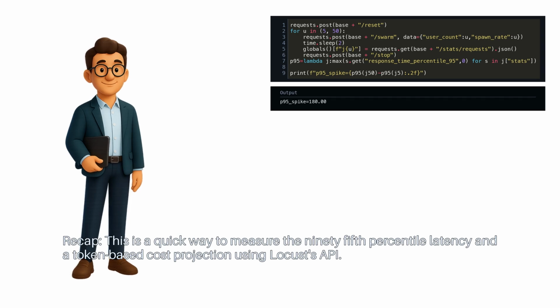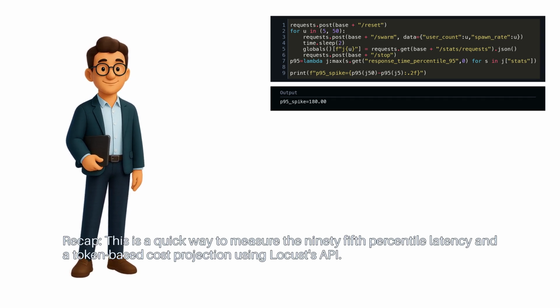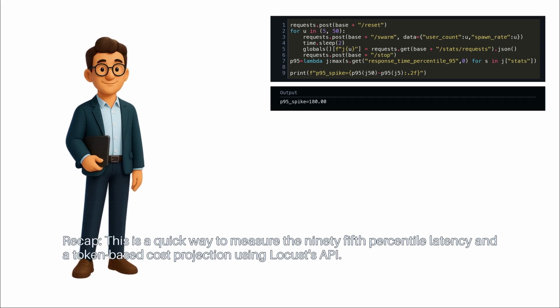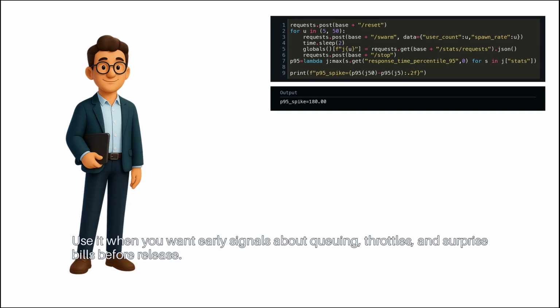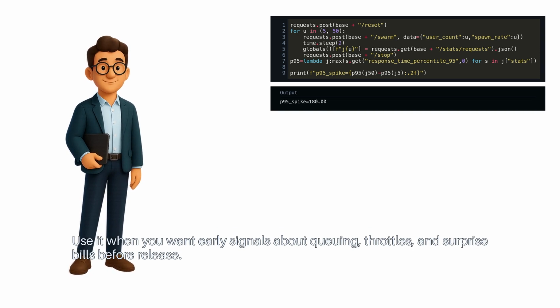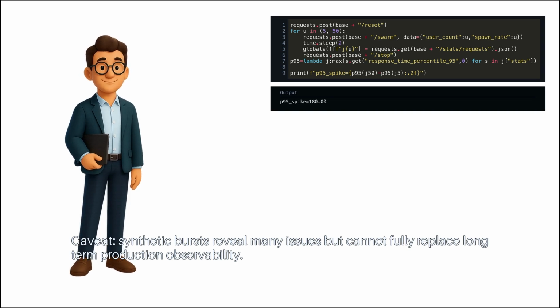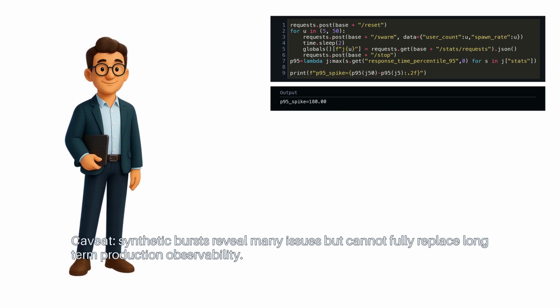Recap. This is a quick way to measure the 95th percentile latency and a token-based cost projection using Locust's API. Use it when you want early signals about queuing, throttles, and surprise bills before release. Caveat: synthetic bursts reveal many issues, but cannot fully replace long-term production observability.